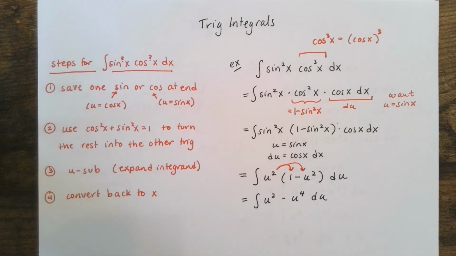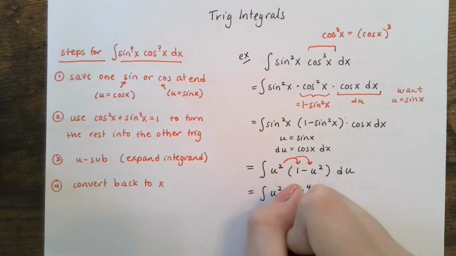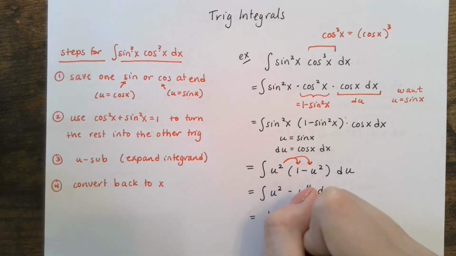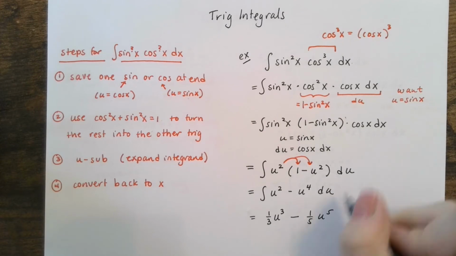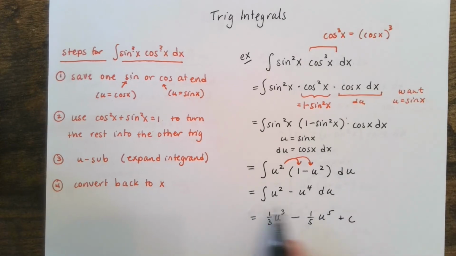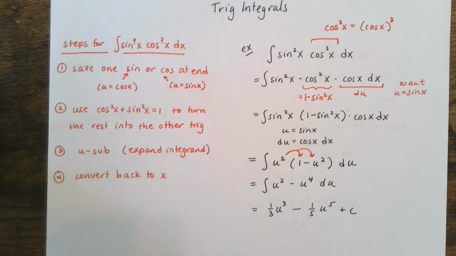All right, and now it's in perfect condition to just use the power rule twice for an antiderivative. So I have 1/3 u cubed, that's the u squared, minus 1/5 u to the 5th, that's my u to the 4th, and then plus c, and then my integral and my du are gone because I've actually integrated. Right, so that was pretty much the goal. The only thing left to do is just switch back into x, right? You don't want your answer to be in the wrong variable.